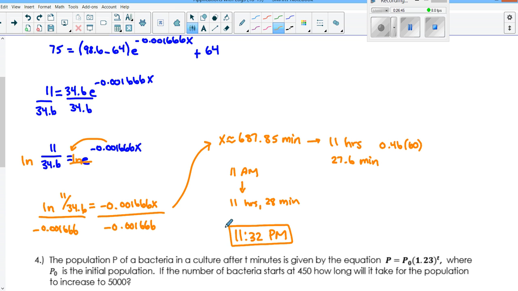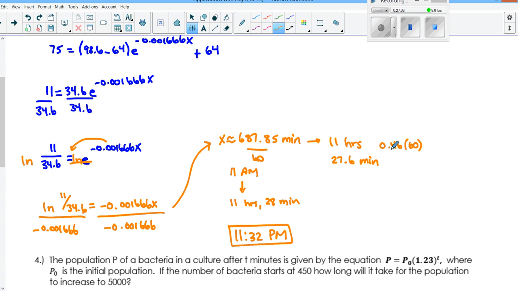Okay, so just to recap, because I feel like I was all over the place. We found our time. That should be pretty systematic. We found that it was about 687.85 minutes. We converted that into hours by dividing by 60, so I just put a divided by 60 under here. That gave us our 11 hours.